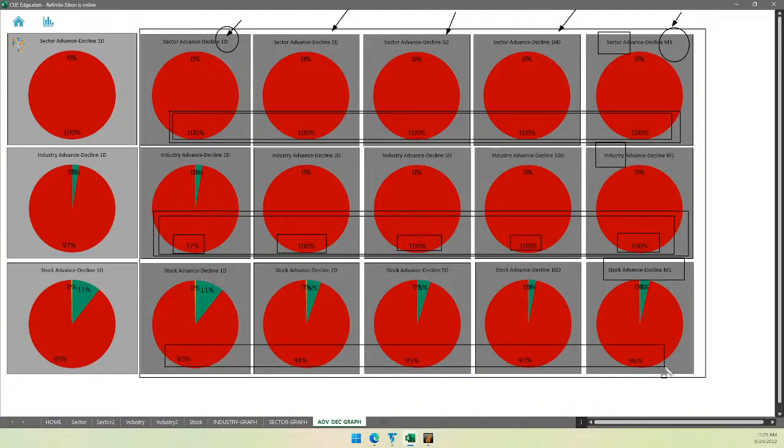Even at the stock level, this is like top-down analysis or bottom-up analysis: sector, industry, and then stock. If you look from the bottom, then bottom up. So top down, bottom up, both combined. Stock level also very bearish. It's very oversold.